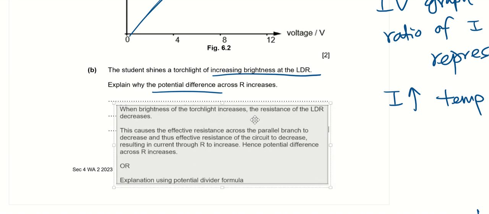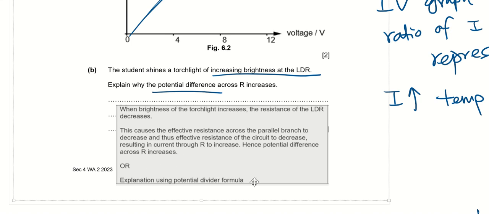Okay, when the brightness of the torchlight increases, the resistance of the LDR decreases. This causes the effective resistance across the parallel branch to decrease, and therefore the effective resistance of the circuit to decrease. Like what I said, the parallel branch will decrease in resistance, and the whole circuit's resistance will also decrease. And because my V is fixed and effective resistance decreases, the current that flows out will increase. And the current that flows into R, the fixed resistor, will increase. Therefore, the potential difference across R will also increase.